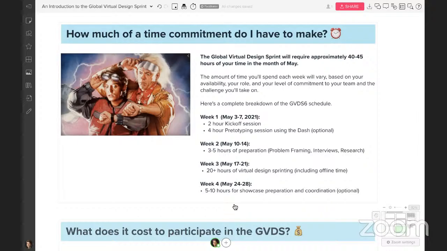But you will learn a lot. You will collaborate with a lot of different professionals that you have never met. And it's usually an experience that, especially with the people that you meet, tends to continue on past the event for what you're interested in.